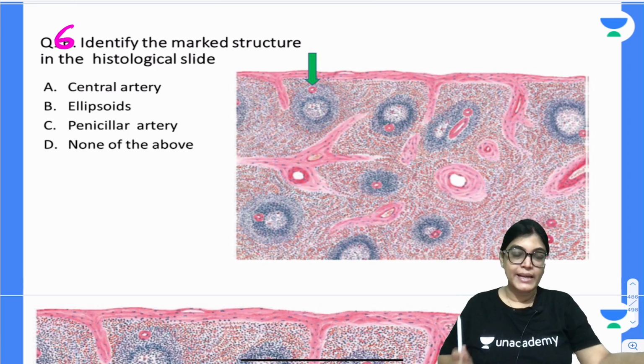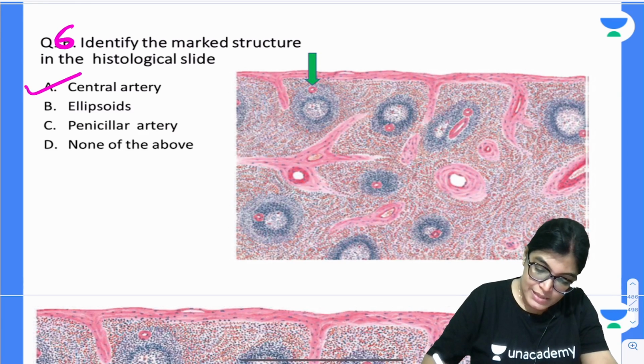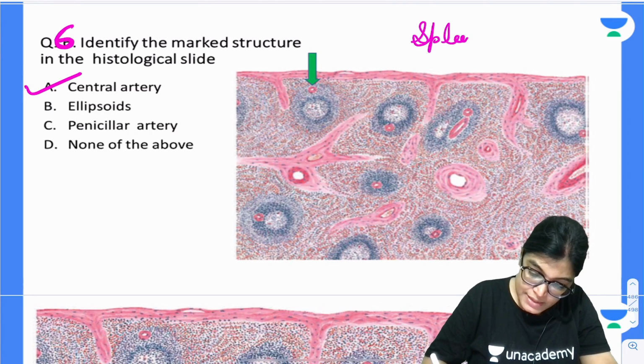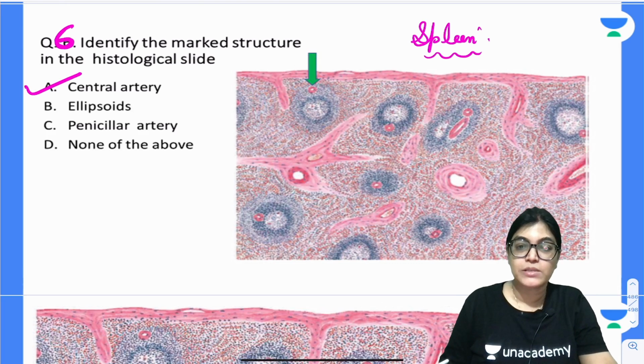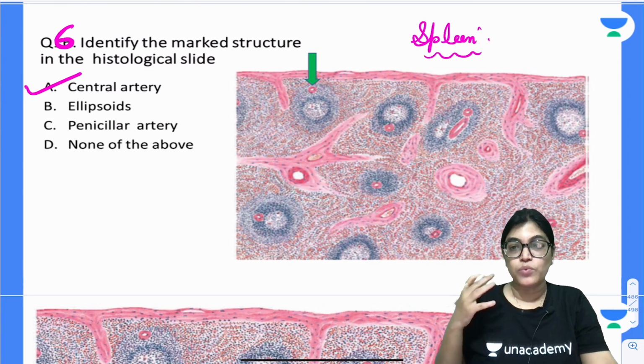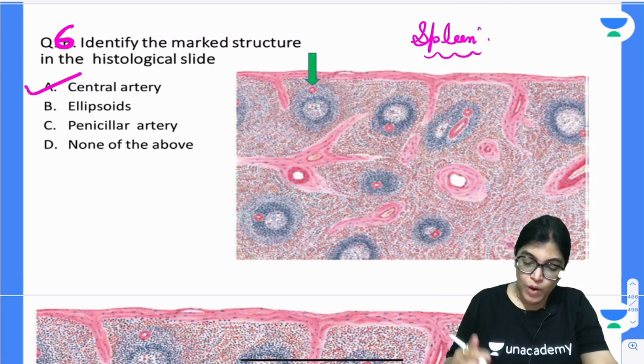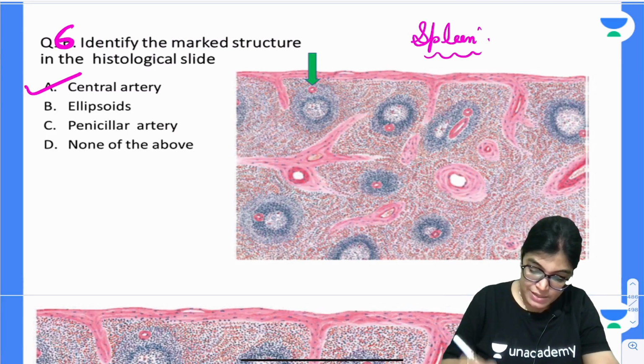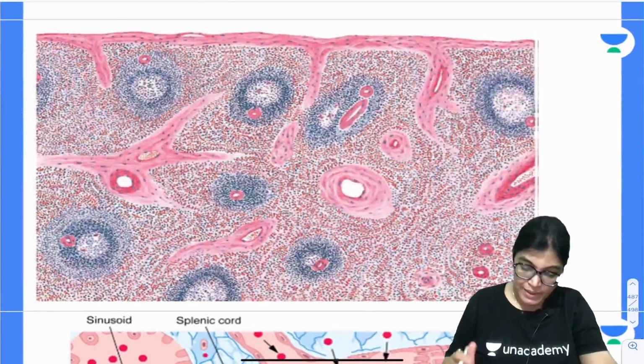Yeah. So, my dear aspirant, the correct answer is central artery. This is the slide of spleen, and we have already talked about the spleen. In the spleen slide, we have white pulp and red pulp, and in the white pulp, this location is of the central artery. So, same slide, I will show an enlarged view.